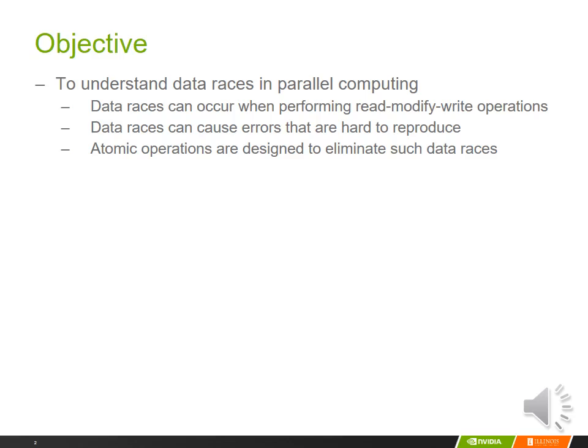We'll learn that data races can occur when performing read, modify, write operations, and these data races can cause errors that are hard to reproduce. We will then learn that atomic operations are designed to eliminate such data races.